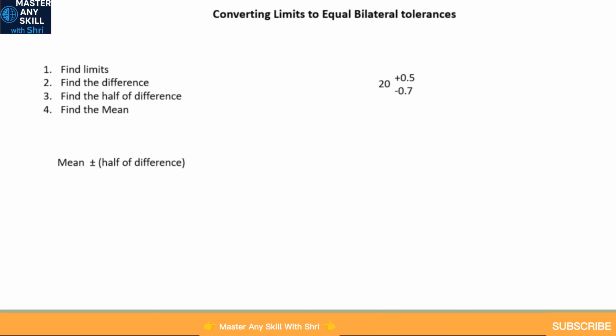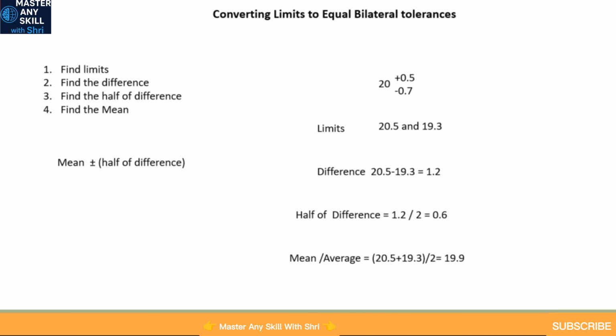So let's say this is one dimension, this is one specification, 20 plus 0.5 minus 0.7. The first step is to find the limits. 20 plus 0.5 is 20.5, 20 minus 0.7 is 19.3. So 20.5 is the upper limit, 19.3 is the lower limit. Then we find the difference, 20.5 minus 19.3, that is 1.2. Then we find half of the difference, which is 0.6.